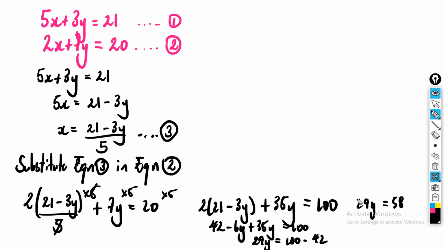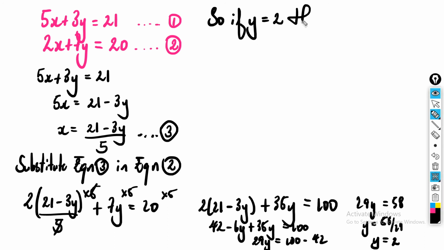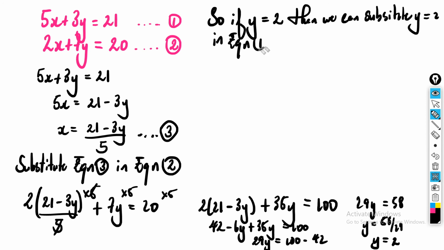And then y is equal to 58 over 29. So y is equal to 2. Cool. So that's where we stopped before. So if y is equal to 2, then we can substitute y is equal to 2 in equation 1. So we're going to say 5x plus 3 times 2 is equal to 21.